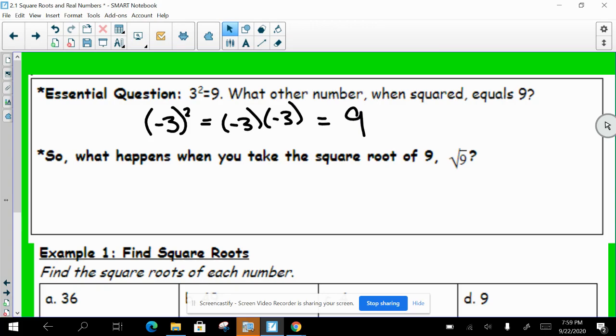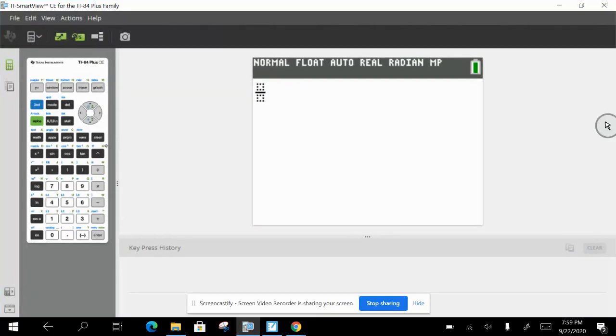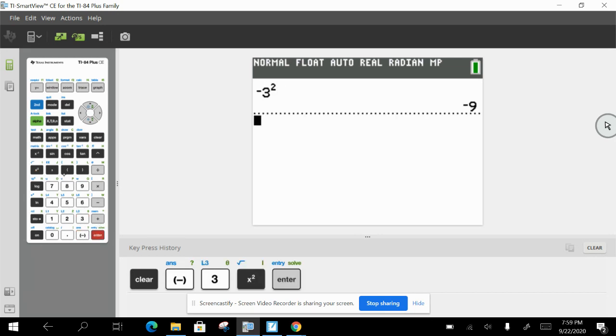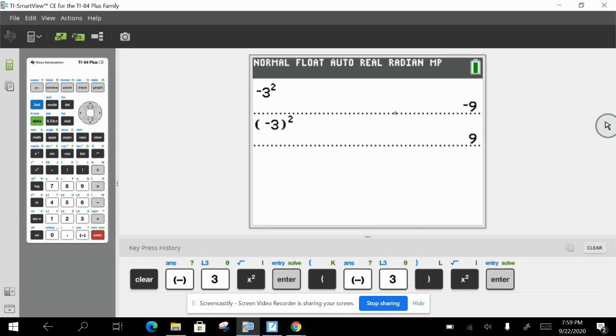Now, a little calculator trick. So please take out your calculator. I'm going to do 2 things in my calculator. I'm going to do -3 squared, and then I'm going to do parentheses -3 squared. So there's a really big difference between them. One turns out to be negative and the other one turns out to be positive.